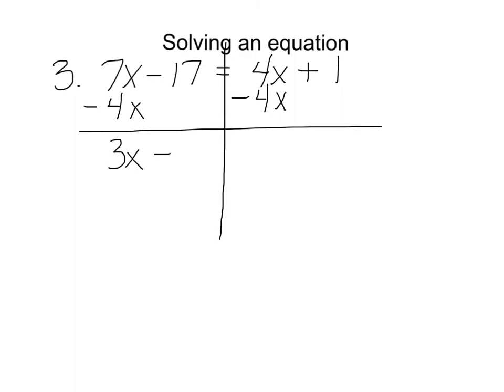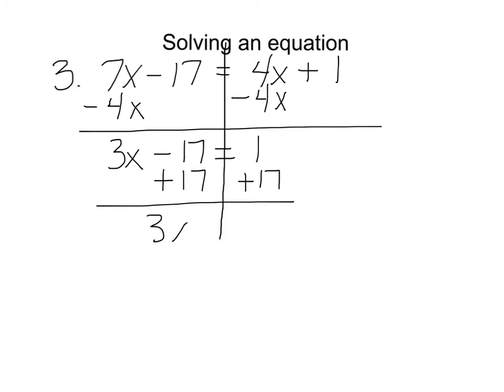So I have 3x minus 17 equals positive 1. Now this is just a regular two-step equation, and if we can get it to this step, I am confident that you'll be able to solve this with no problem. I have to add 17 to both sides because I want to get the term with the variable by itself. And so I'm going to be left with 3x is equal to 18.